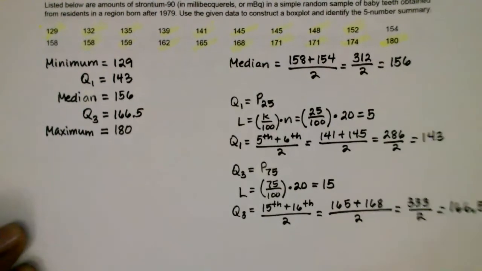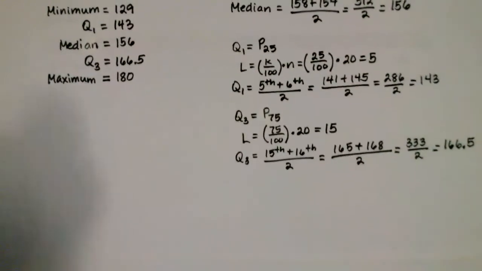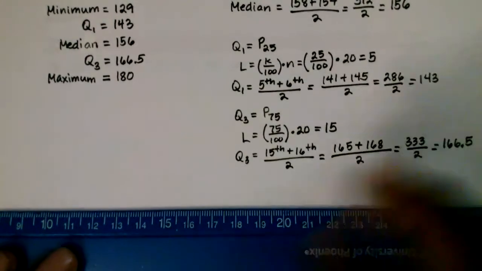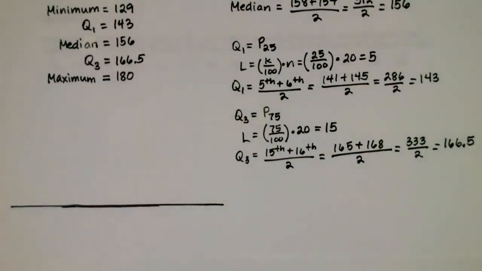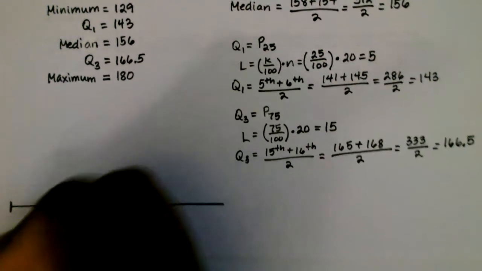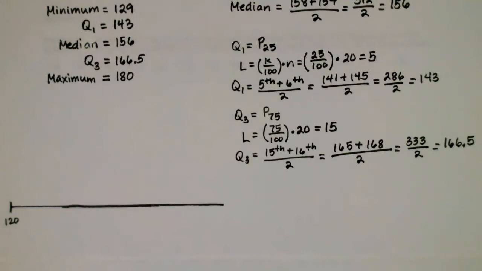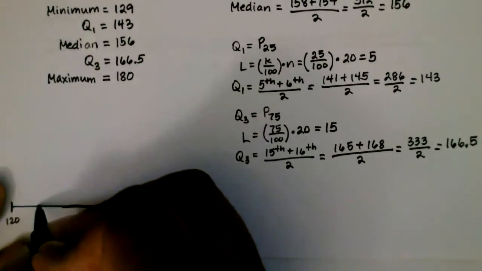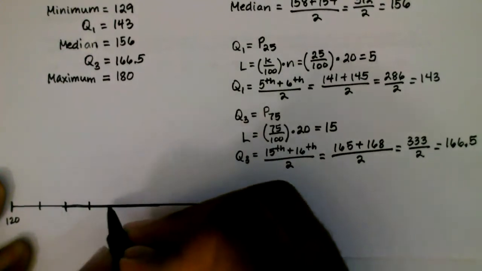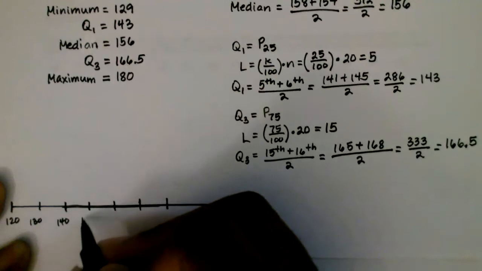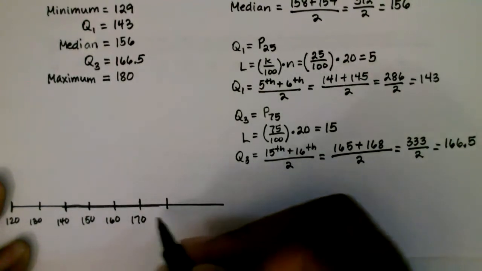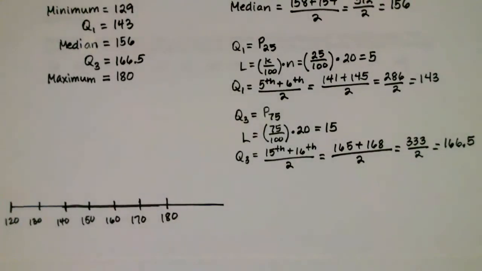Now the next thing you need to do here is construct the box plot from this 5-number summary. Okay, so I'm going to draw a number line down here. The smallest is 129, so I'm going to start at 120. I'm going to do these in increments of 10. So it's going to be 120 up to 130, then 140, 150, 160, 170, 180. And here we're going to have to kind of estimate where these values are on the scale.